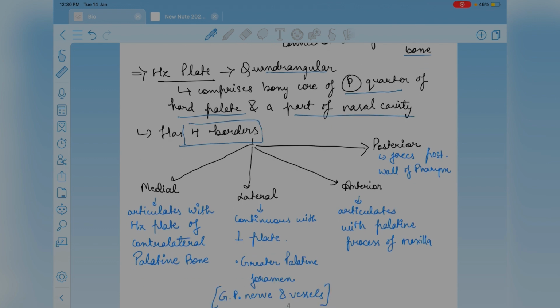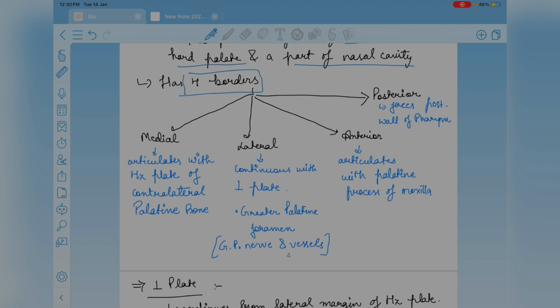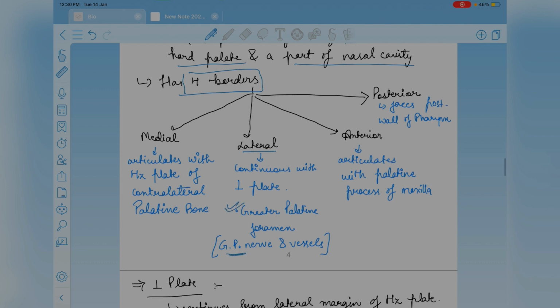The first is the medial border, which articulates with the horizontal plate of the contralateral palatine bone. The second border is the lateral border that continues with the perpendicular plate, and it features the greater palatine foramen that passes the greater palatine nerve and the vessels. The third border is the anterior border that articulates with the palatine process of the maxilla, and lastly, the posterior border that faces the posterior wall of the pharynx.